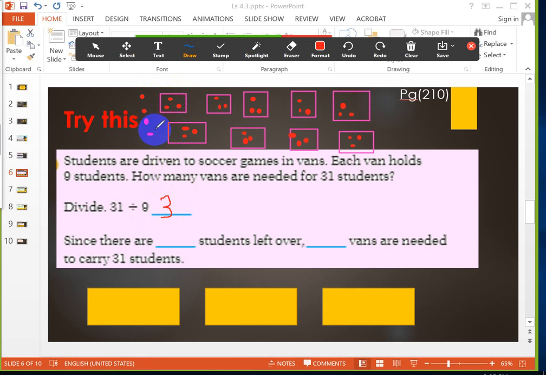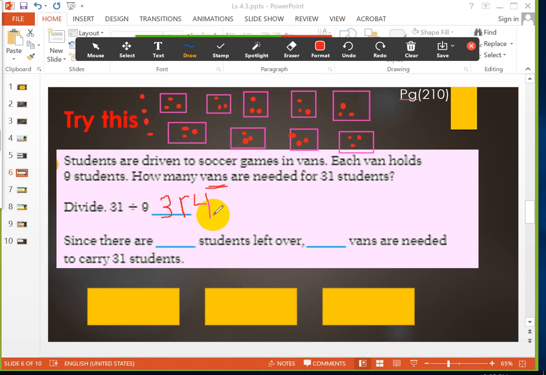And the number left over with me is what? Is 4. And we name this number the remainder, right? R4. This is how we learn to divide a whole number by a 1-digit number. Okay, so that means I have 3 vans, okay? I want to know the number of vans. That means I will use 3 vans to take those students to the soccer game.